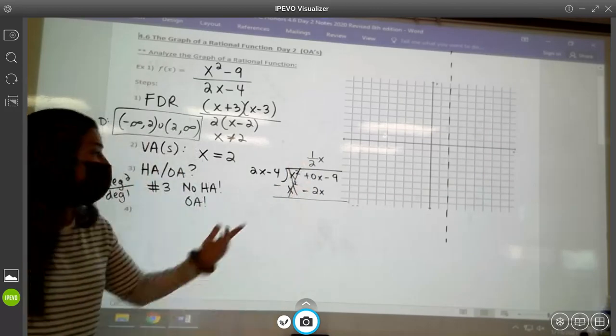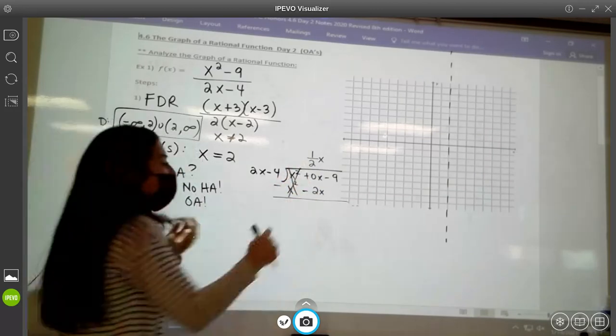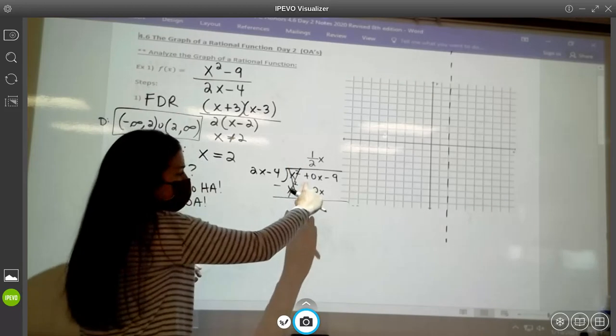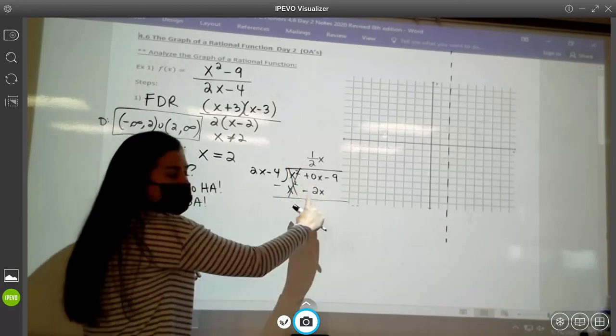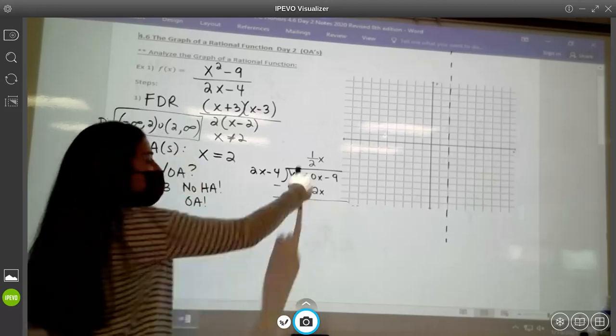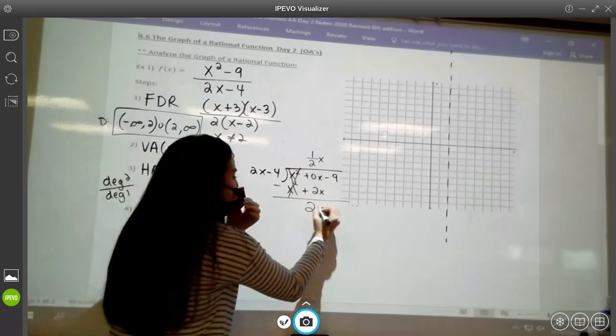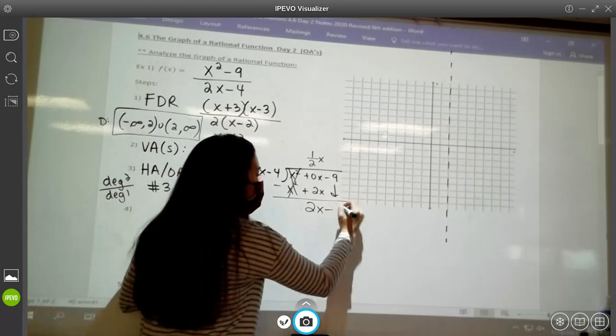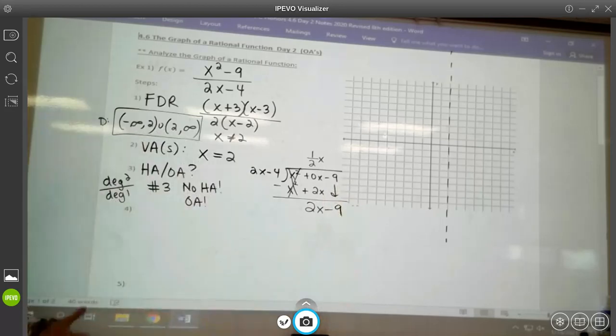If that doesn't happen, you didn't put the right term up top, like I said. All right, now I'm taking 0x's and I'm subtracting negative 2x's. Subtracting a negative 2 turns to a plus. So 0 plus 2x's is 2x. Then you bring down the minus 9 and you do it all over again.